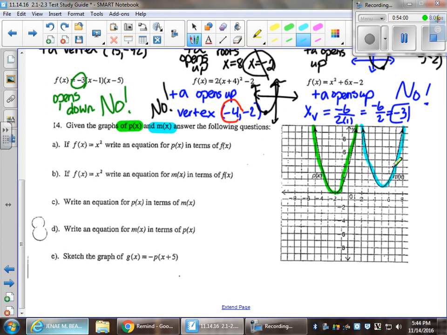Okay, so given these two graphs, answer the following questions. A says if f of x equals x squared. Well, I don't have f of x equals x squared on my graph. I don't have these at all. So let's draw it real quick. I know that f of x equals x squared is my parent function. So intercept at 0, 0.